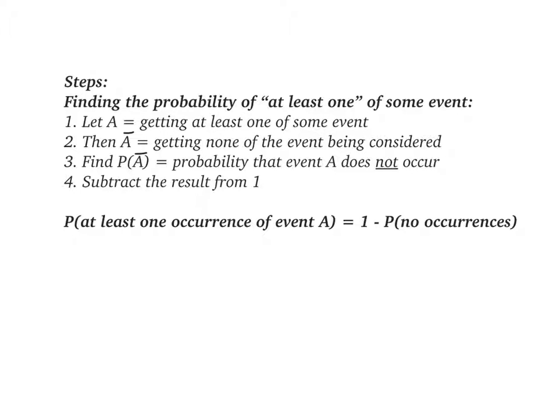To define the probability of at least one of some event, we're going to roll like this. We say the probability of A is getting at least one. That means the complement is getting none, because the opposite of getting at least one is getting none. Then we find the probability of the complement, the probability that A does not occur, and we subtract it from one. Written in everyday language, it looks like this: the probability of at least one occurrence of event A is 1 minus the probability of no occurrences of event A. Let's look at an example.